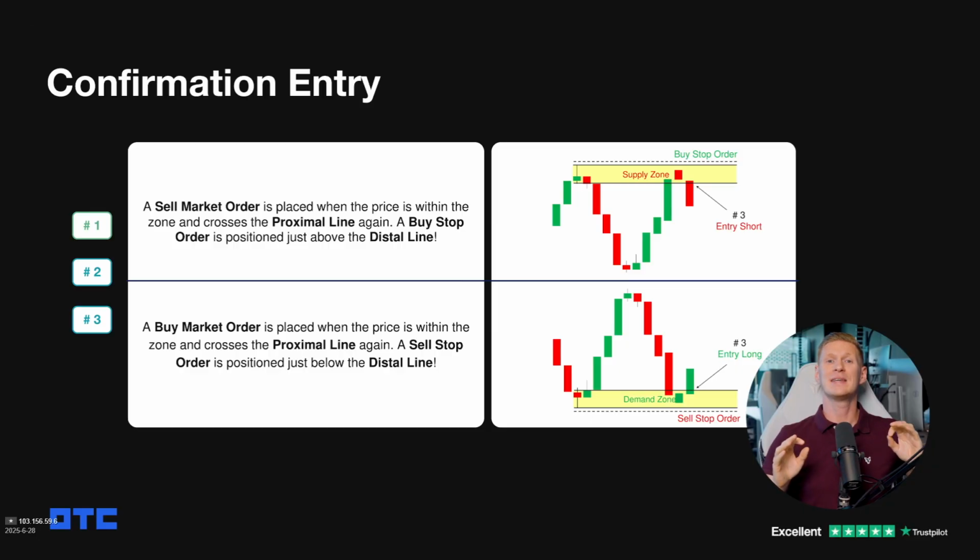The third entry type is a confirmation entry, a more conservative method that provides additional confidence before executing a trade. For a short trade, you place a sell market order only after price has entered the supply zone and then crosses the proximal line again. Your stop loss, buy stop order, is positioned above the distal line of the zone. For a long trade, you place a buy market order only after price has entered the demand zone and then crosses the proximal line again. Your stop loss, sell stop order, is positioned below the distal line of the zone.